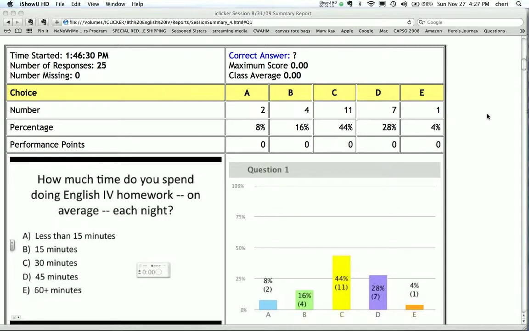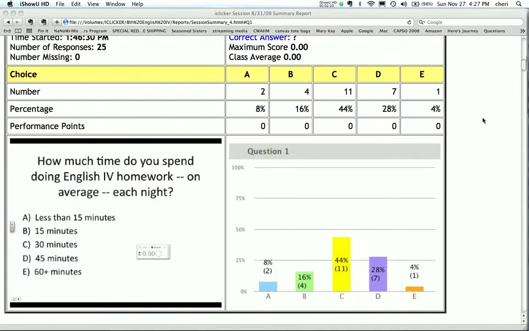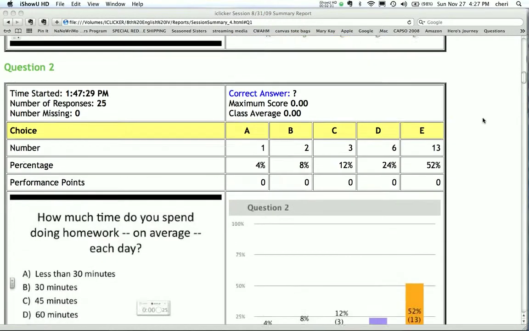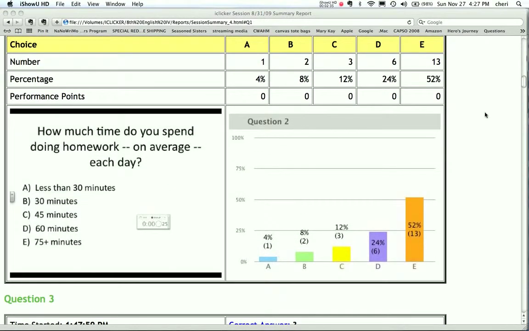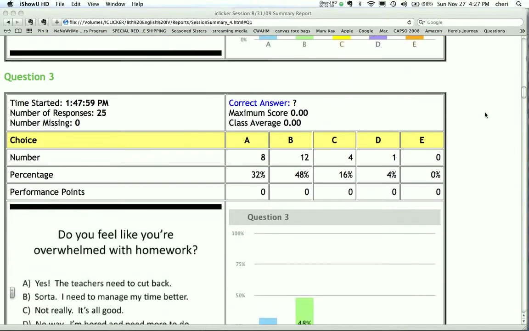So this first slide shows me using the iClickers for the purpose of simply surveying the students early in the year. This was a couple weeks into the school year, the year I did this with my English 4 class, and it was my second year teaching seniors, and so I was just kind of trying to gather some data to get to know them better and see how the school year was going for them. So you can see I wanted to know how long they were spending doing English 4 homework, and then I switched that to just any homework on average, what were their total time, and then I wanted to know how they were feeling about it.